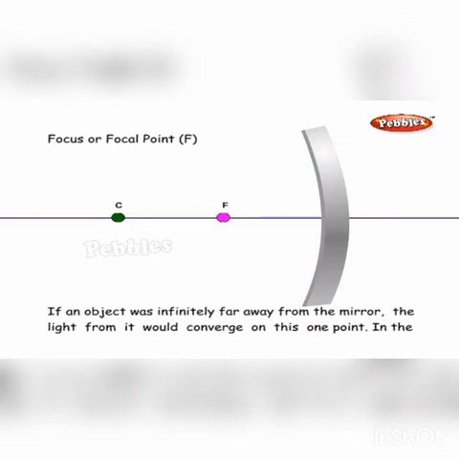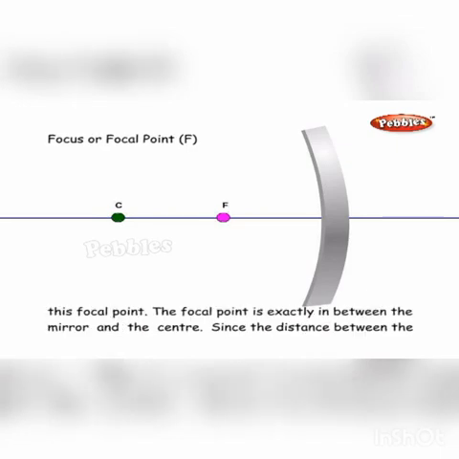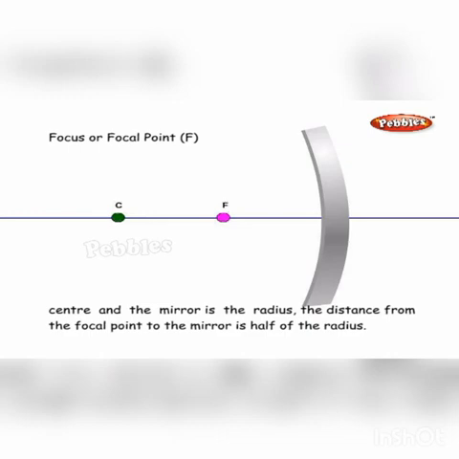If an object was infinitely far away from the mirror, the light from it would converge on this one point. In the diagrams we are doing, we will mostly be looking at how some light rays pass through this focal point. The focal point is exactly in between the mirror and the center. Since the distance between the center and the mirror is the radius, the distance from the focal point to the mirror is half of the radius.